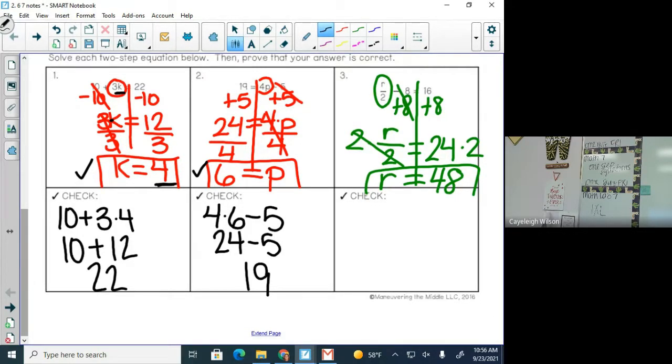All right, we're going to check that last one. 48 is my r. So I'm going to go back up to the problem, and I'm going to put 48 in for my r. So it's 48 divided by 2 minus 8. And what am I hoping it's going to equal? 16. All right, so you can use your calculator. 48 divided by 2 is 24. And what's 24 minus 8? Yay, can't miss them because I can check them all.